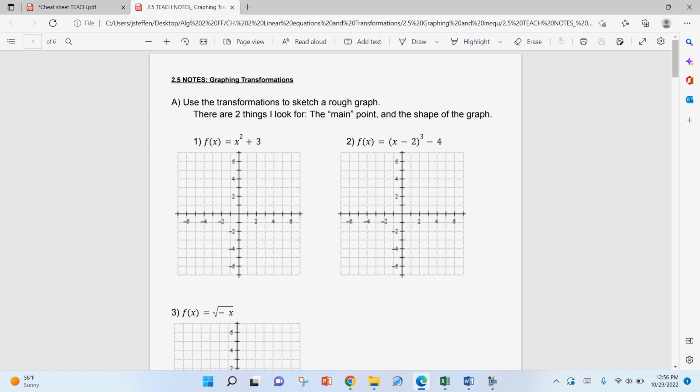Now the big thing with this is there's only two things I'm looking for in these graphs. With absolute values, I will be honest, we're going to have a whole lesson on absolute values next, 2.6. So absolute values I'm going to be a little bit more particular on, but for today, everything besides an absolute value, the only two things I'm looking at are the main point and the shape of the graph.